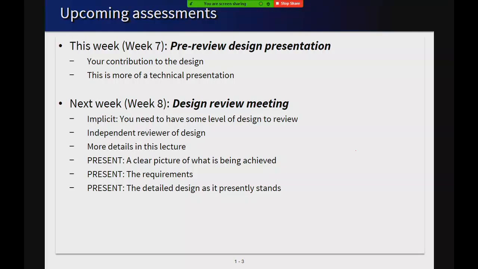The key thing when it comes to both these aspects is you need to understand your design. Particularly when it comes to next week, the design review meeting, there needs to be an understanding by everybody on the overall design that has been achieved.